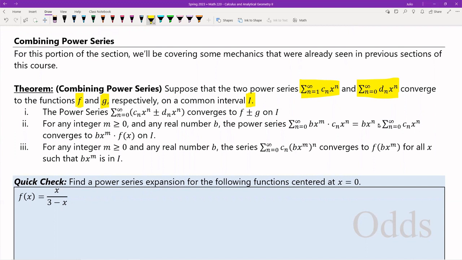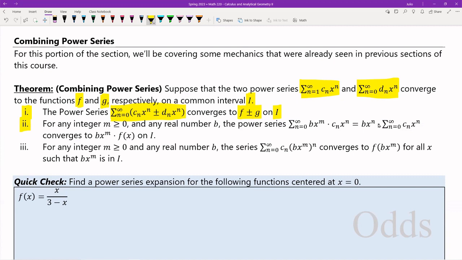Then the first thing we can conclude is that the power series of their sum or difference, it doesn't matter which one, will converge to f plus or minus g on I. This is basically just saying that if we add up or subtract the power series for both of them, they just end up being the sum or the difference, whichever one we were playing with. If we add or subtract two power series, they're just going to converge to the addition or the subtraction of the two functions that they came from. That's it.